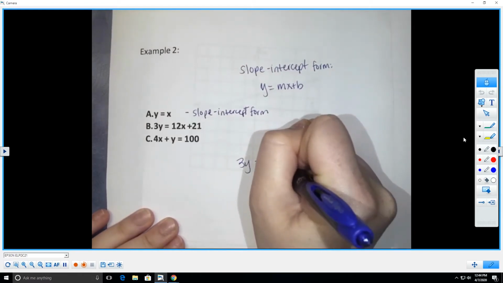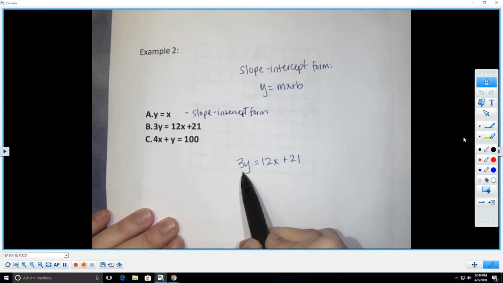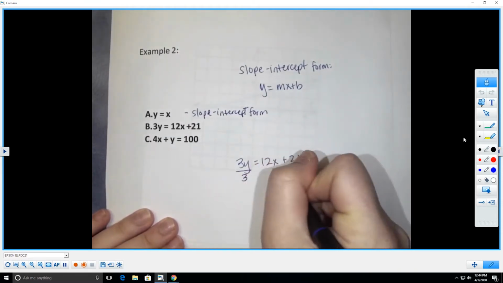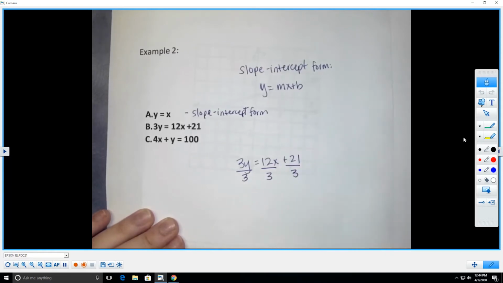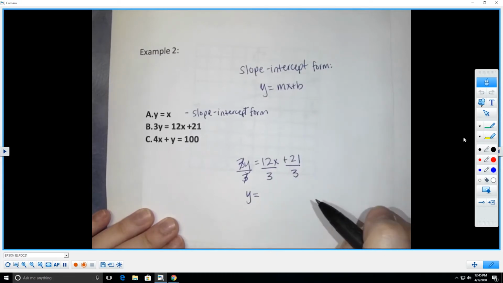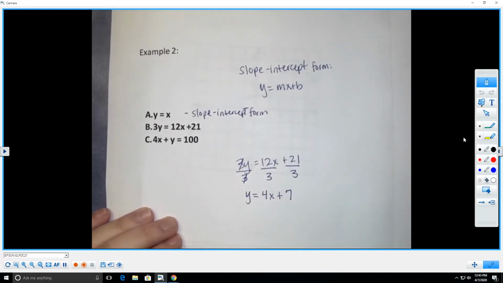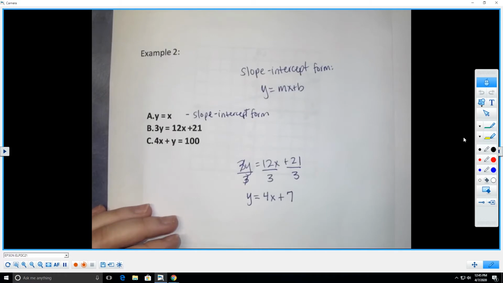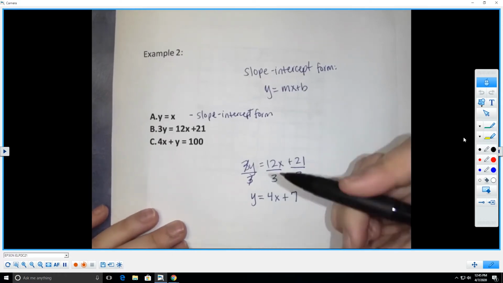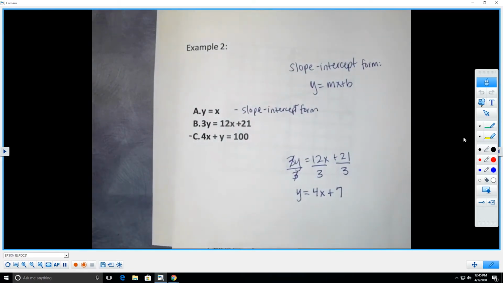Well, if you notice, I almost have it in slope-intercept form. The only problem is this coefficient 3. So if I divide each term by 3, I now have it in slope-intercept form. 12 divided by 3 is 4, so I have a slope of 4. And 21 divided by 3 is 7, so I have a y-intercept or an initial value of 7. Okay, now let's focus on equation C right here. What would we need to do to get this in slope-intercept form?